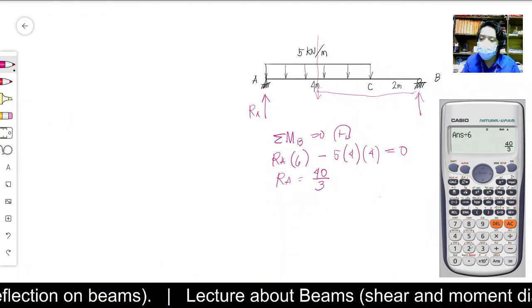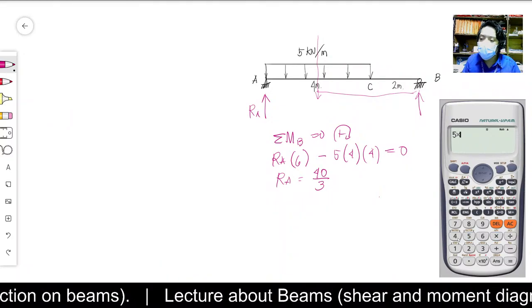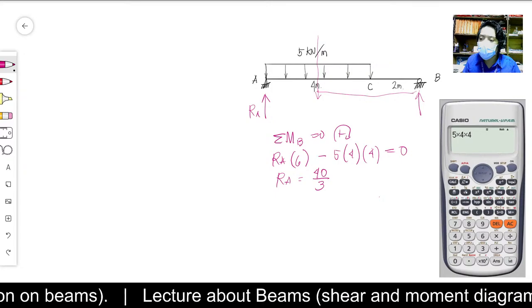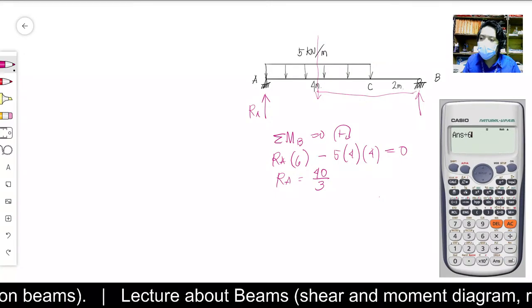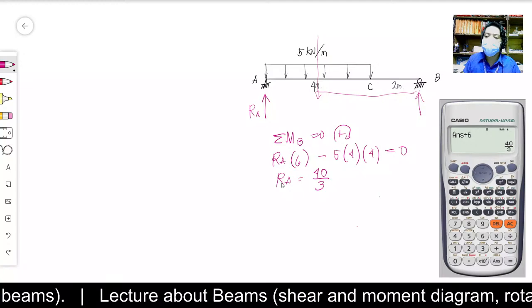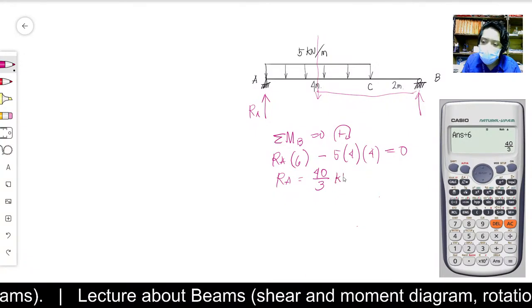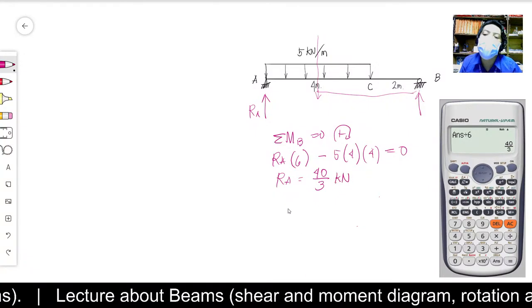Let me try again, in case I made a mistake. 5 times 4 times 4 divided by 6 is 40 over 3. This is in kilonewton. Okay, so that's the value for RA.